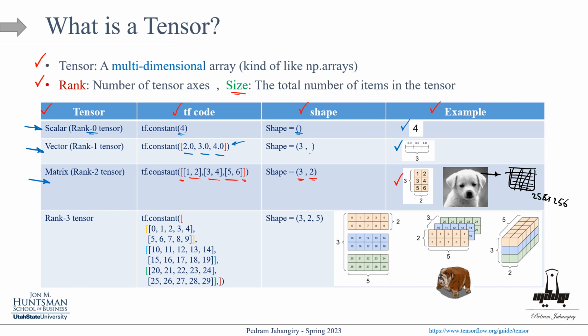And then the next one is rank 3 tensor. For a rank 3 tensor, again, just look at the colors that I'm using here, outer bracket, inner bracket. It's not that difficult to follow, but I think if you see the shape, it's going to be a lot easier. So we have 3 by 2 by 5, a rank 3 tensor, right?